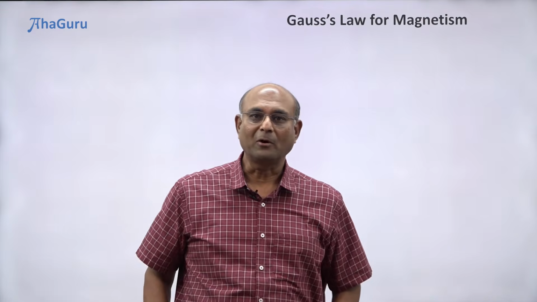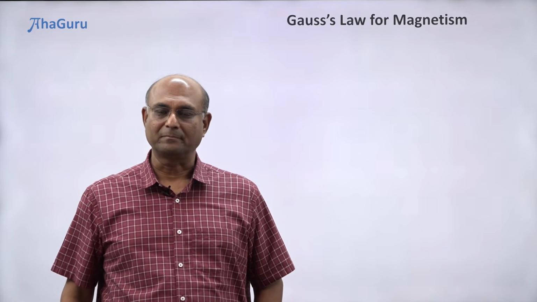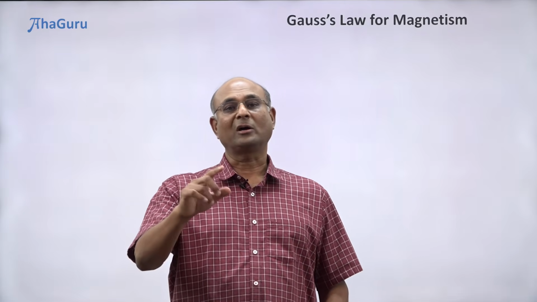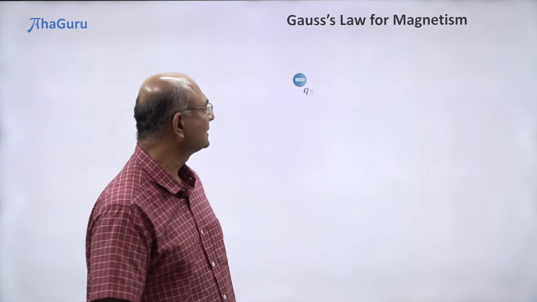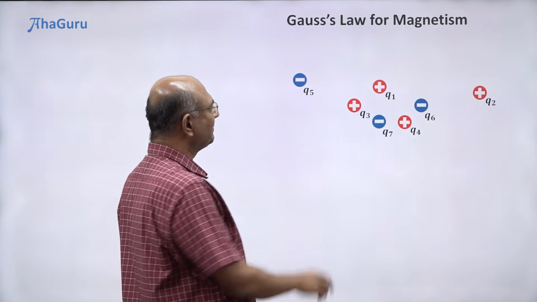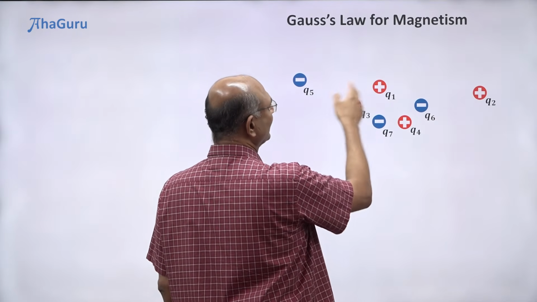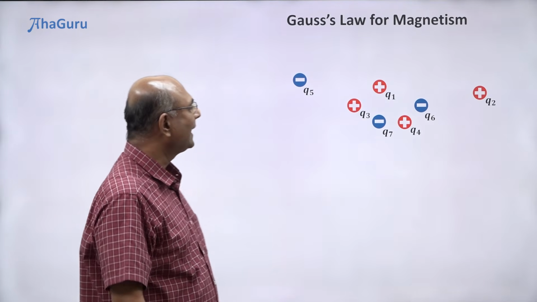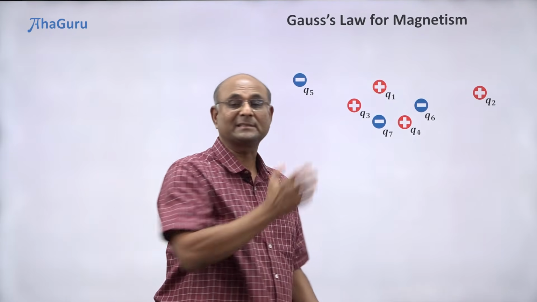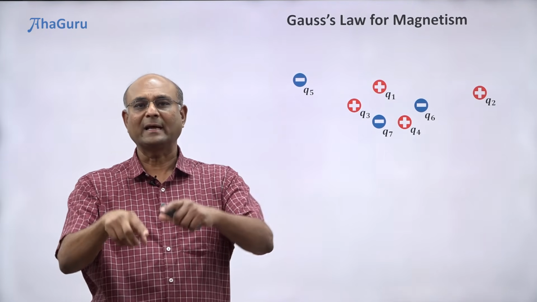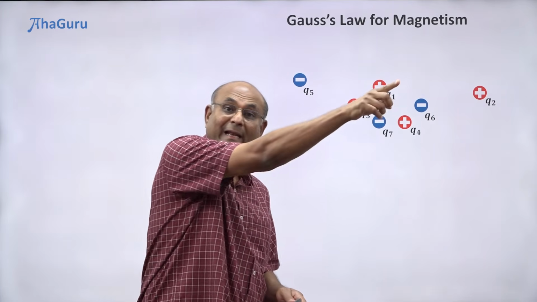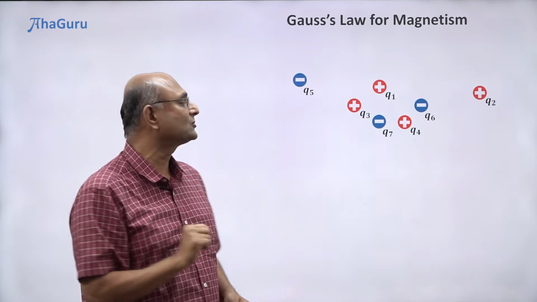Let us now learn about Gauss law for magnetism. Before that, I am going to start with a quick review of Gauss law for electric charges. So I have here a bunch of electric charges: Q1, Q2, Q3, Q4, etc. And you know that at every point in space around this, these charges together will produce a net electric field. So here there will be a net electric field, there will be a net electric field, and so on.